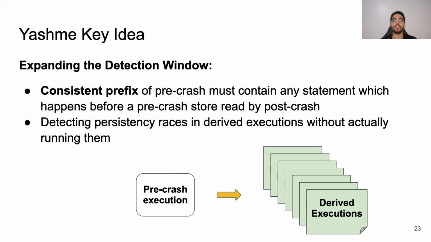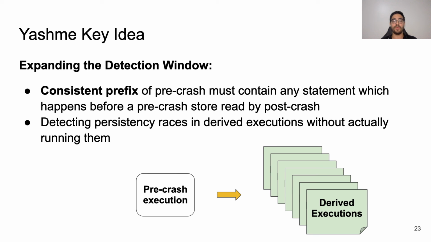The key idea in Yashme is to expand the detection window to make more races observable. In other words, Yashme does not rely on perfectly timed crash events to trigger races. Instead, given a target crash event, it derives executions that share a prefix with the pre-crash execution up to and including all the stores that the post-crash execution read from. This expansion technique enables Yashme to detect races in derived executions without the need to actually explore them.